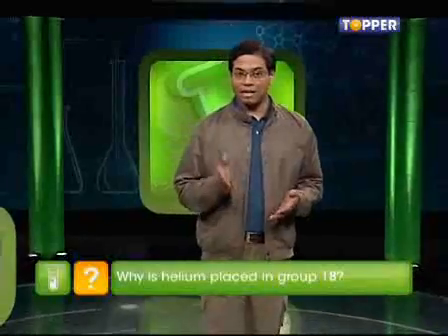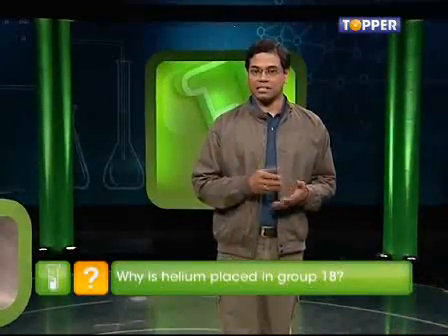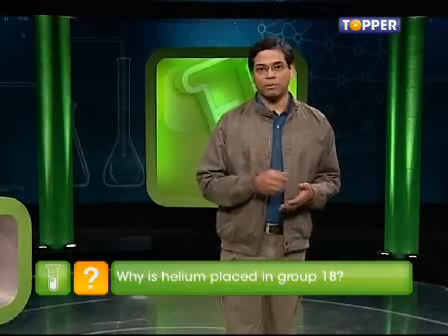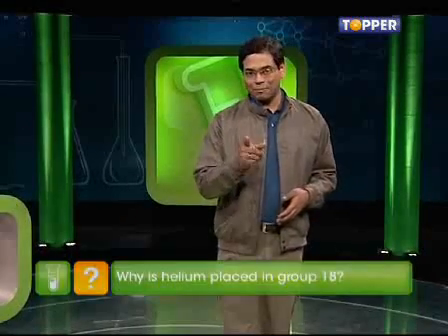Helium does not have any p orbitals, but it is still placed in group 18 of the periodic table. Why? Keep guessing. I will return with the answer after the break.